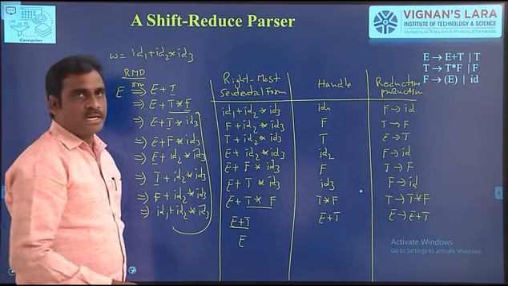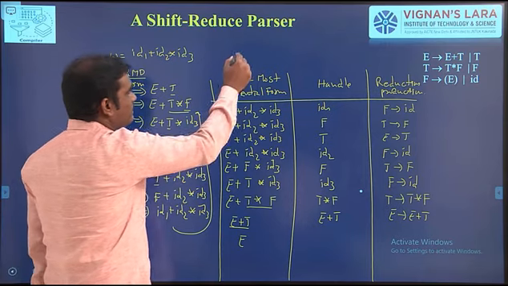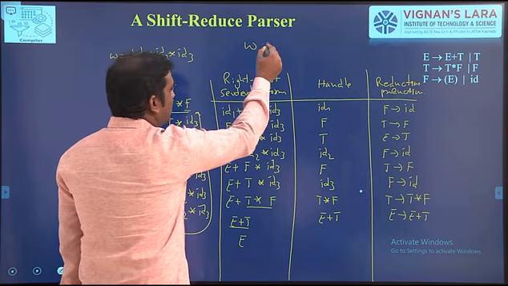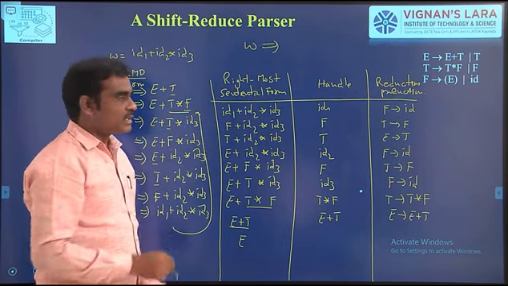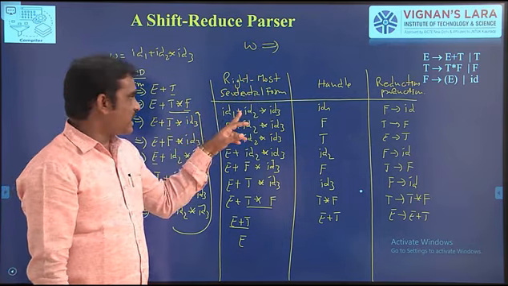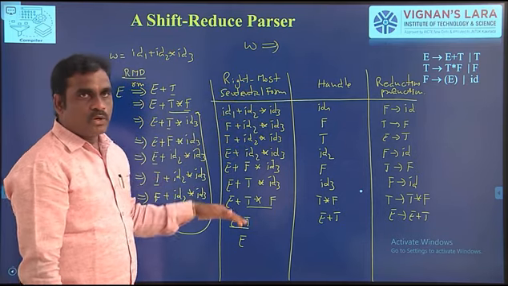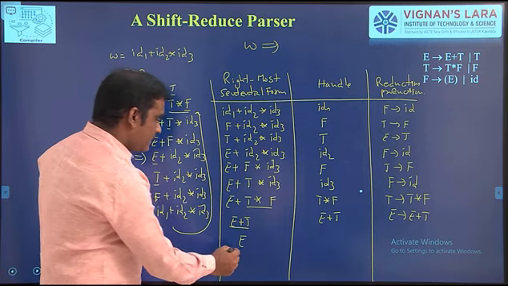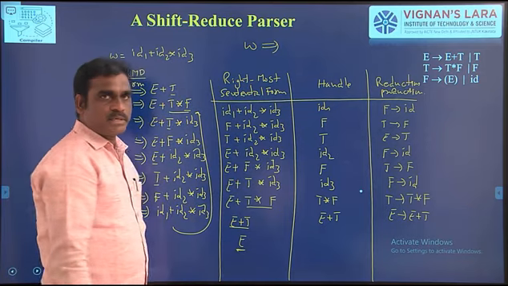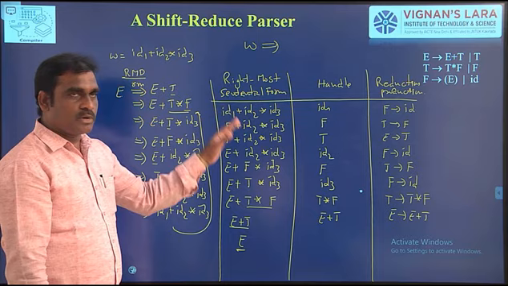In the shift reduce parser, it is a bottom up approach. Bottom means it starts with the input string, this input string ID1 plus ID2 star ID3, and moves towards the root element. What is the root element? The starting symbol of the grammar, that is E. So this is the process.